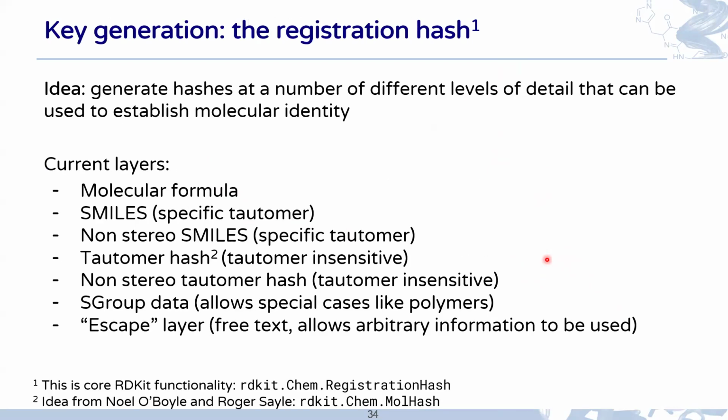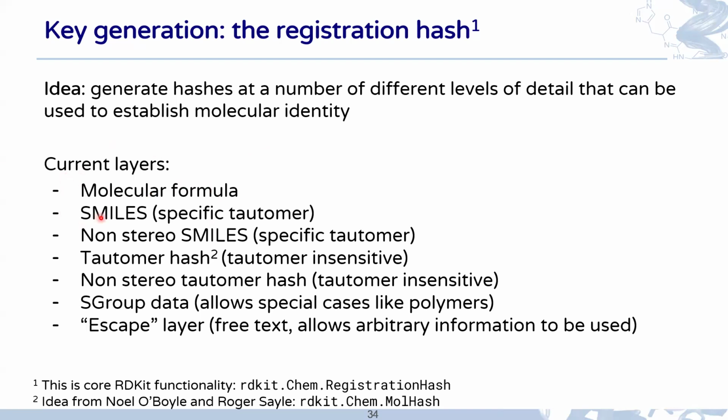The key piece of this is the key. So it's the registration hash. When the molecule comes in, what we're going to do is actually generate a number of hashes at a number of different levels of detail that allow us to answer the question, are these two molecules the same, differently, depending upon what we care about. So the current layers that go in: the molecular formula, because sometimes you just care about the molecular formula, right? If you're doing mass spec, maybe that's all you care about. It's there. I don't think it's really seriously going to be used to deduplicate molecules, but it's free, so we might as well include it.